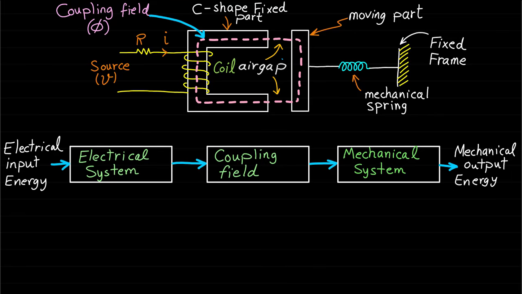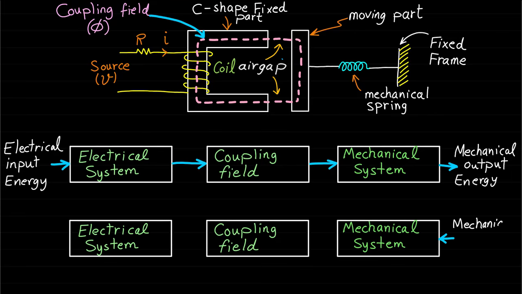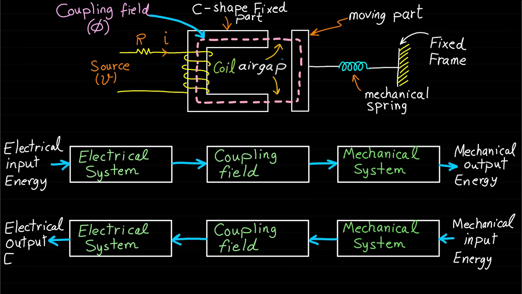That means if we feed the electromechanical energy system with mechanical energy, the mechanical energy will enter the coupling field and then will be transferred from the coupling field to the electrical system as electrical energy. Basically, the coupling field serves as a conduit between the electrical energy and the mechanical energy.